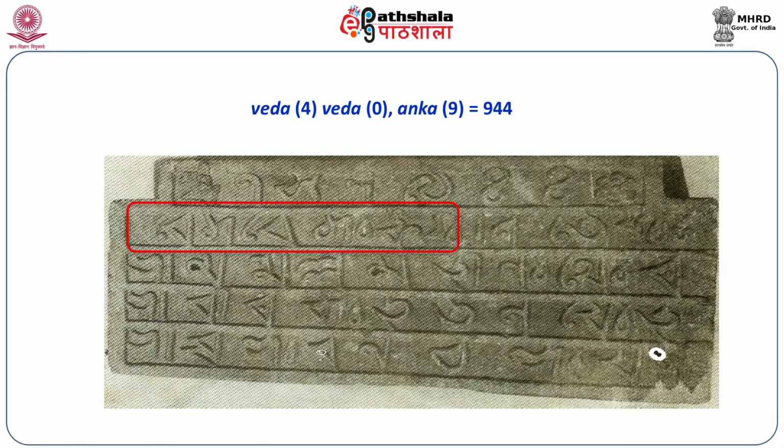It reads Veda Vedanka. Veda is 4, then again Veda is 4, and then it's Anka, which is 9. So the digits are 449. So the date would be 944. But here is the problem of the era. This is a new dimension of dating by chronogram.